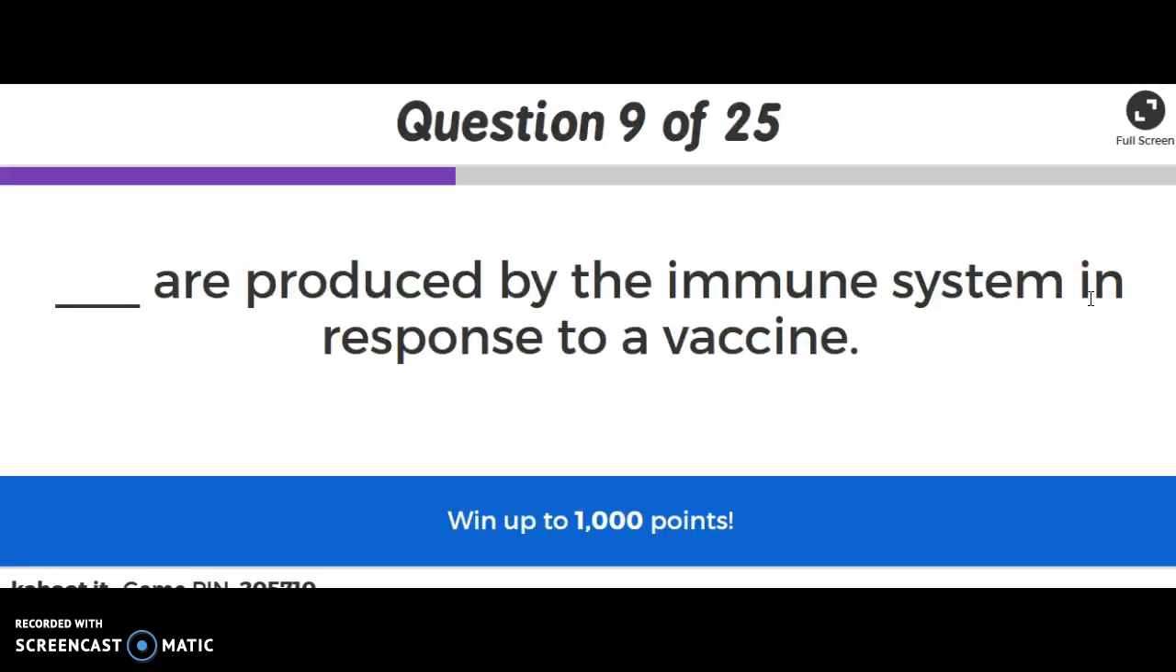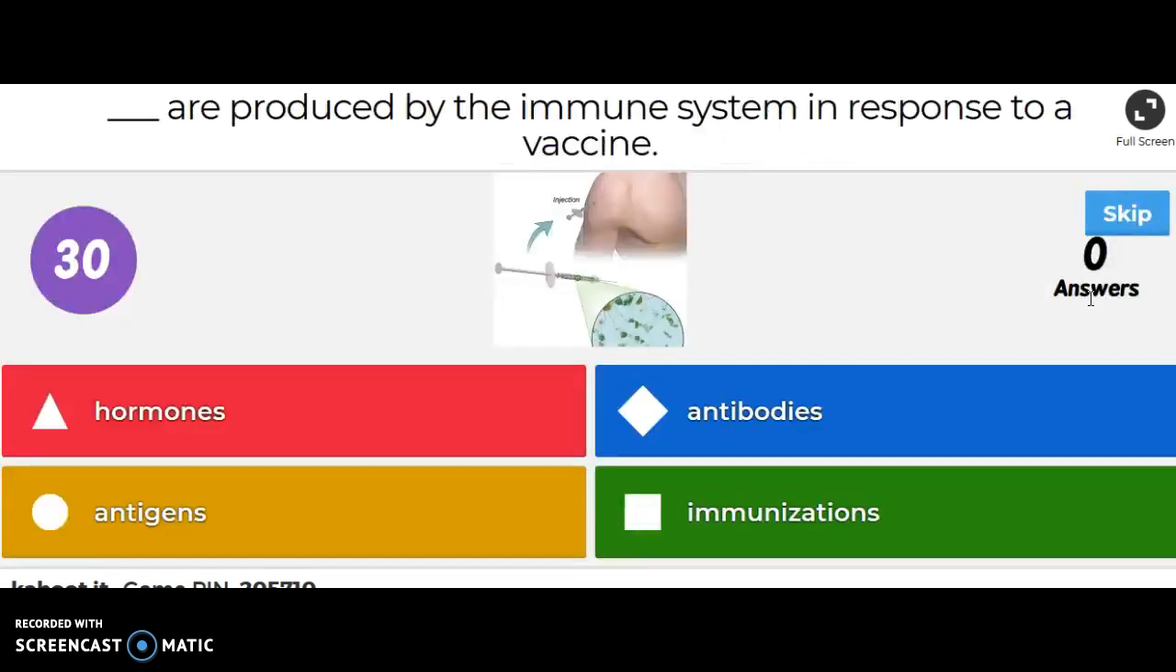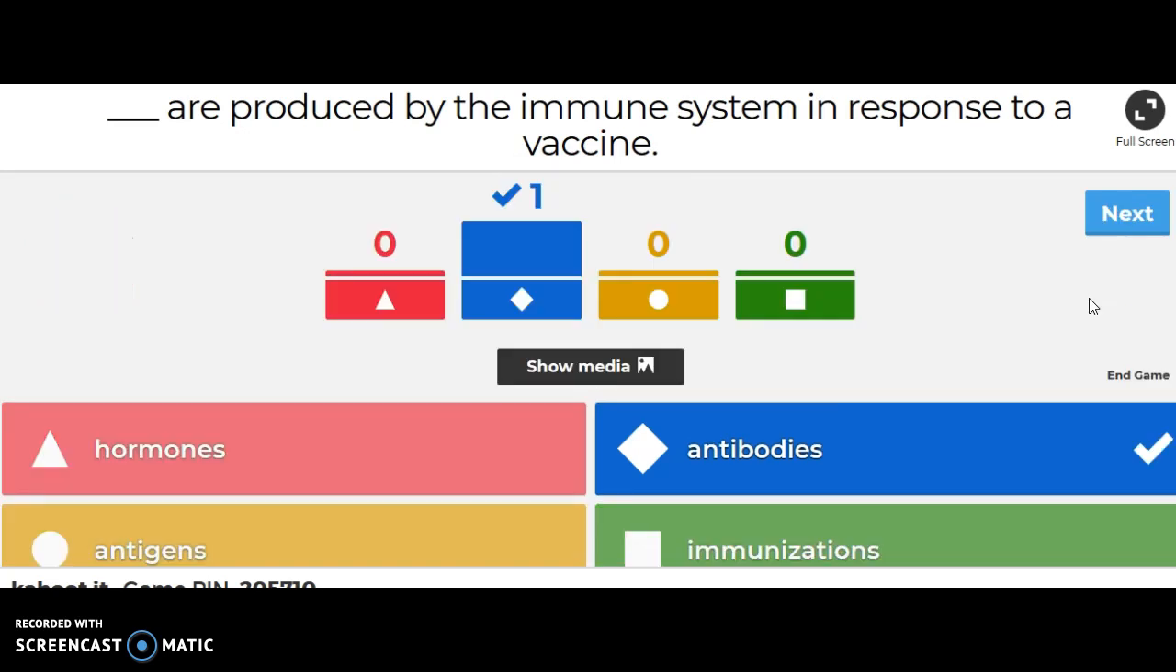Blank are produced by the immune system in response to a vaccine. So you get a vaccine, you're kind of fooling your body into thinking you've had the disease. So your body's producing these things, and that helps to fight off the disease if you do encounter that disease or those pathogens. And it is antibodies that your body produces to fight a disease in response to a vaccine.